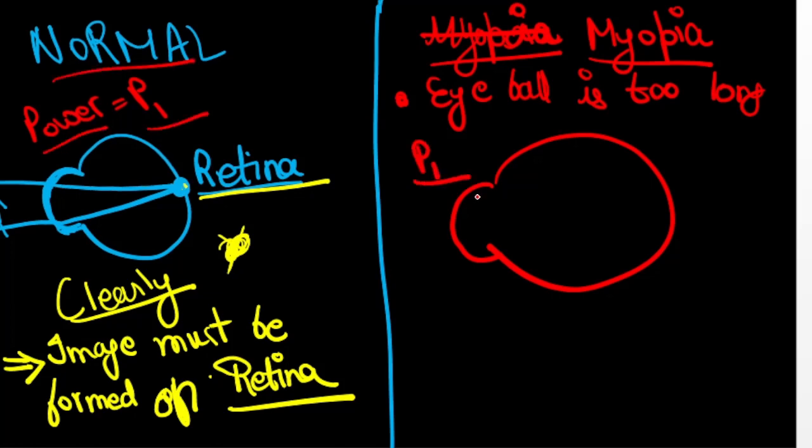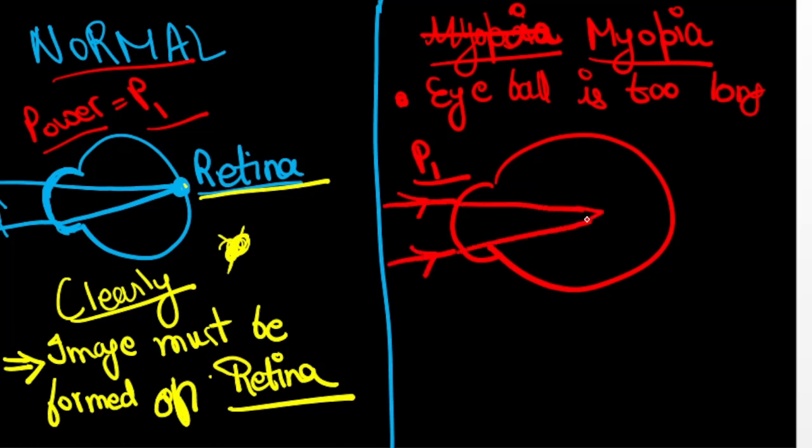Let us consider that here also the lens is of power P1, and in the normal eye the lens is also of power P1. But now what will happen? The eyeball is too long. So again, the light ray came from some infinity point, it strikes our eye by the cornea and the eye lens, and it will get refracted.